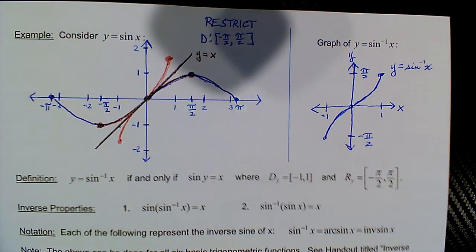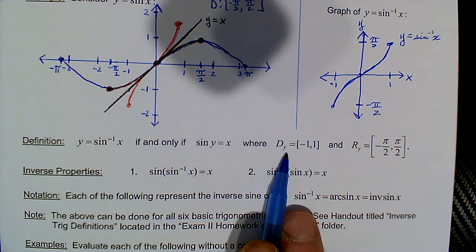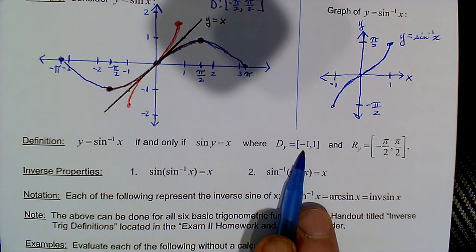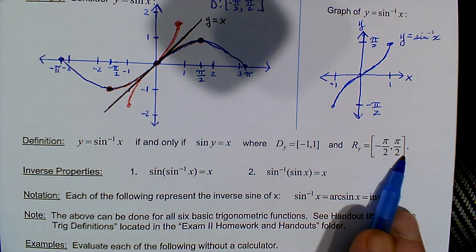And so we define it. So y is the inverse sine of x if and only if you could say that the sine of y equals x. And this is where the domain of the inverse sine would be between negative 1 and 1, and the range negative pi over 2 to pi over 2.